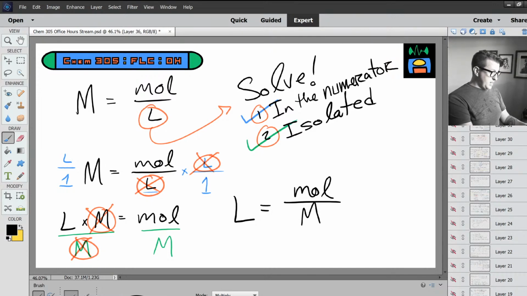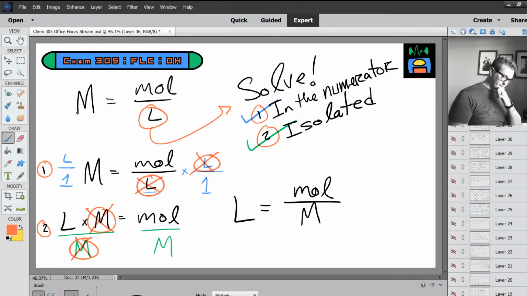So that is why we start by quote unquote canceling liters. We're just moving it to the other side of the equation. We're jailbreaking it out of that denominator that it needs to escape so badly. So this would be step 1, step 2. So that is the reason why.